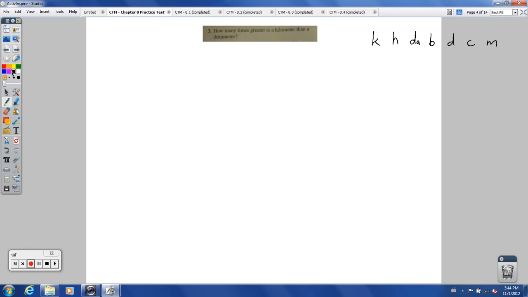So look at the spacing here. Looks like it is going from decameter to kilometer. You're jumping, this is times 10 for each jump. So times 10 times 10. So this is times 10. This is times 10. Together, that's times 100 right here. So how many times bigger is it for number 3? I would say this is 100 times greater.